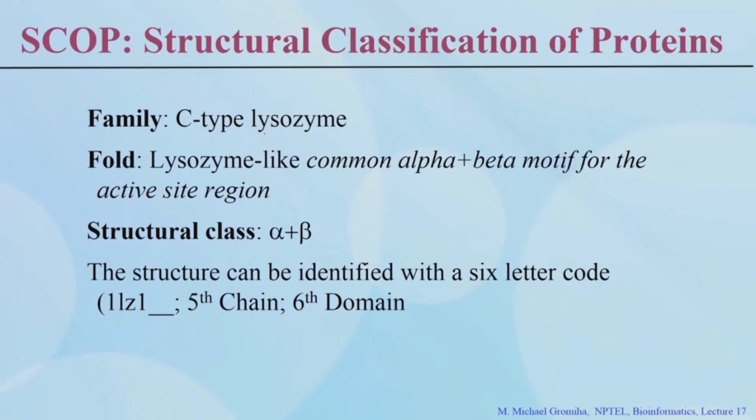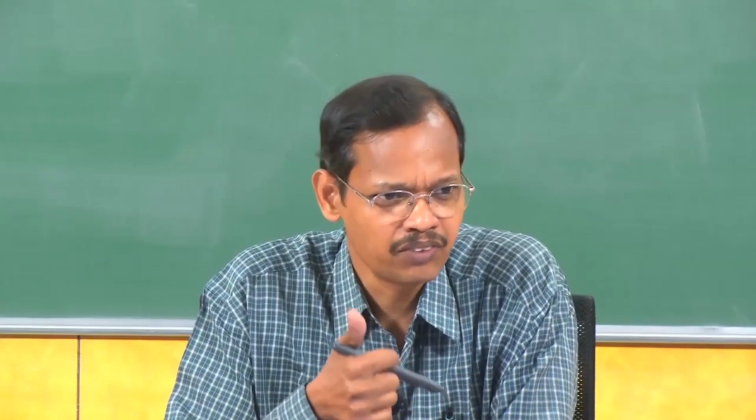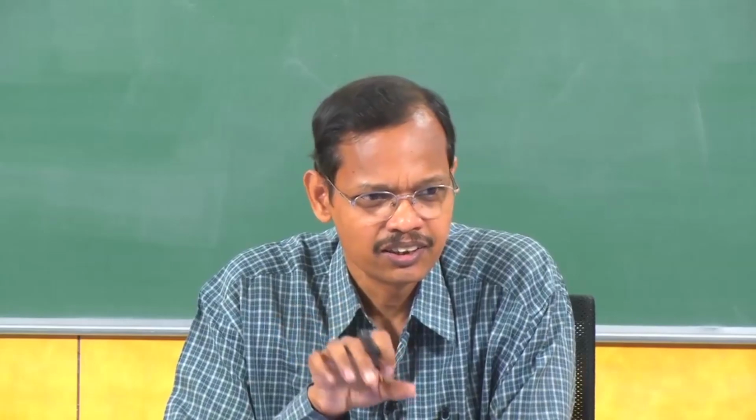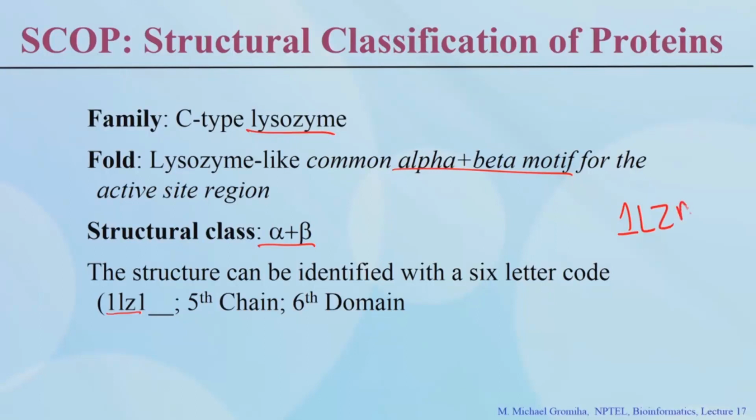He gives one example. Here the family is lysozyme, then you can see the fold, the lysozyme-like common alpha plus beta motif, and the structural class alpha plus beta. You can identify this protein by a 6-letter code. The first 4 are the PDB code. How do we represent the PDB ID? The first one is numeric, and then 3 characters that can be numeric or any alphabets. For example, 1LZT. The first is always numeric, and the next 3 are either alphabets or numeric.